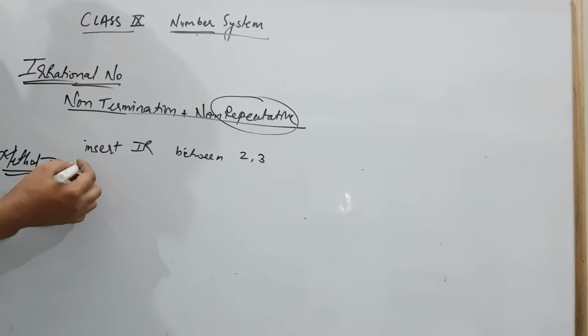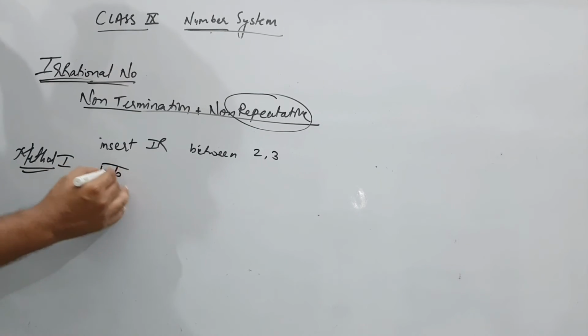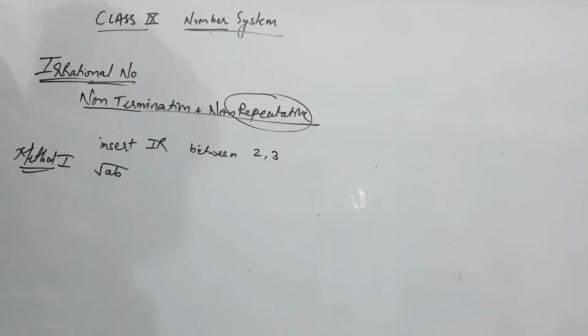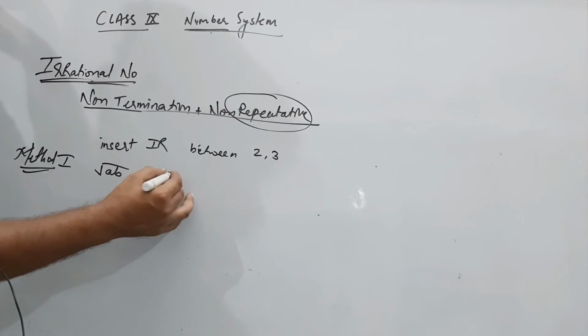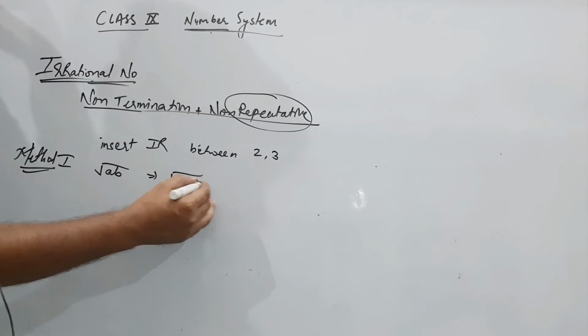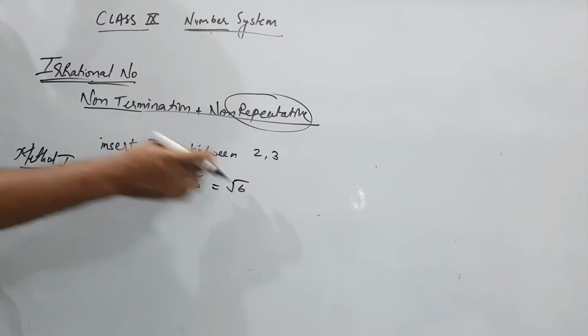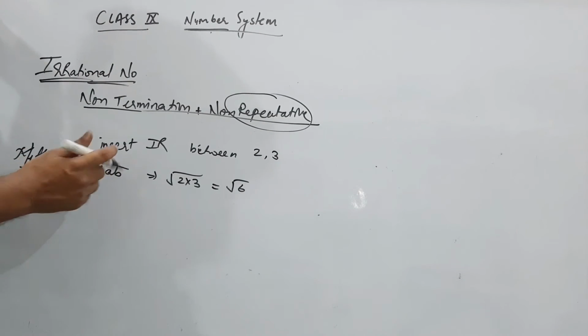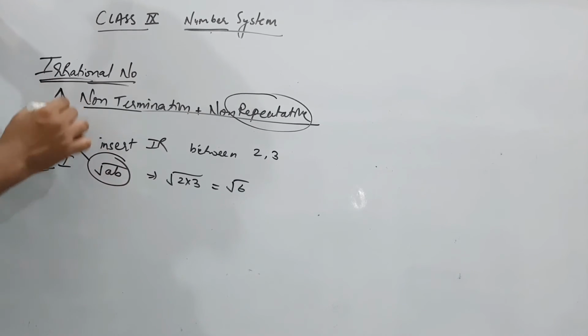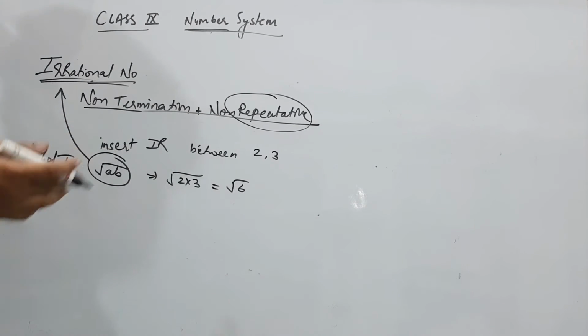it says under root AB. Under root AB is the method to find out an irrational number between these two given numbers. Only one. Suppose the numbers are 2 and 3. So an irrational number between these two will be 2 into 3, it is under root 6. Under root 6 is also an irrational number between these two given numbers. These numbers can be anything, rational, irrational, doesn't matter, but you have to insert an irrational number. So this is the only formula to find out an irrational number between these two given numbers or any other numbers.